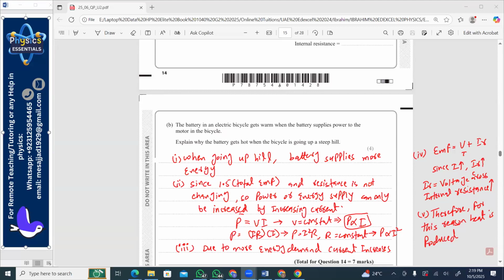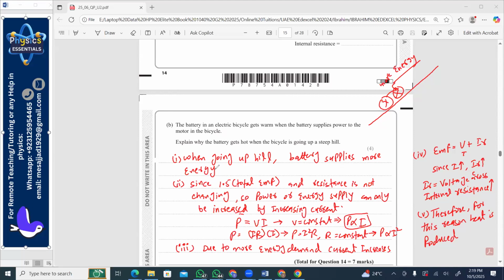Okay, when you're moving up the hill, it means you need more energy, right? The bicycle is moving up the hill, so it needs more energy. So follow the sequence of my points. When you're going up the hill, the battery supplies more energy, because the battery is the energy source.